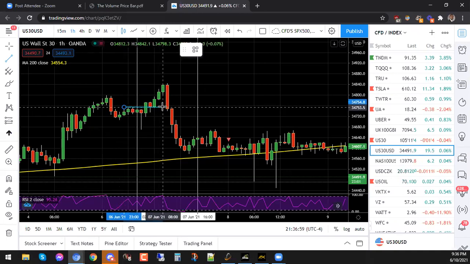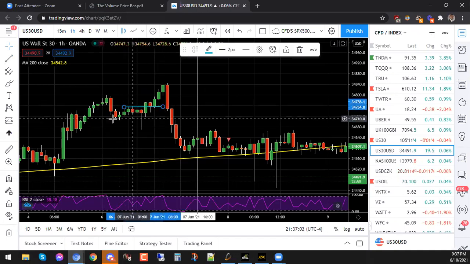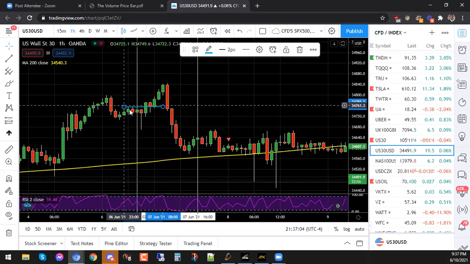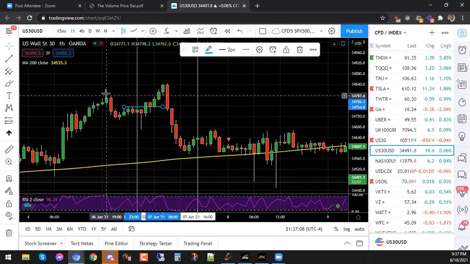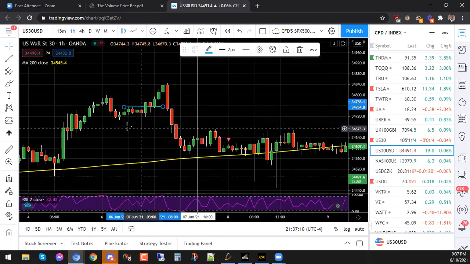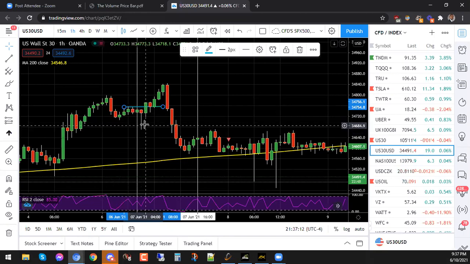Just draw a horizontal line at the top of this sideways movement, and we can expect 1, 2, 3. At the end of the correction, you're looking for your volume price bar. This volume price bar is coming in at around 4, well, the close of the 4 a.m. candle. And as I said before, on a lower time frame, you could be getting an earlier entry.